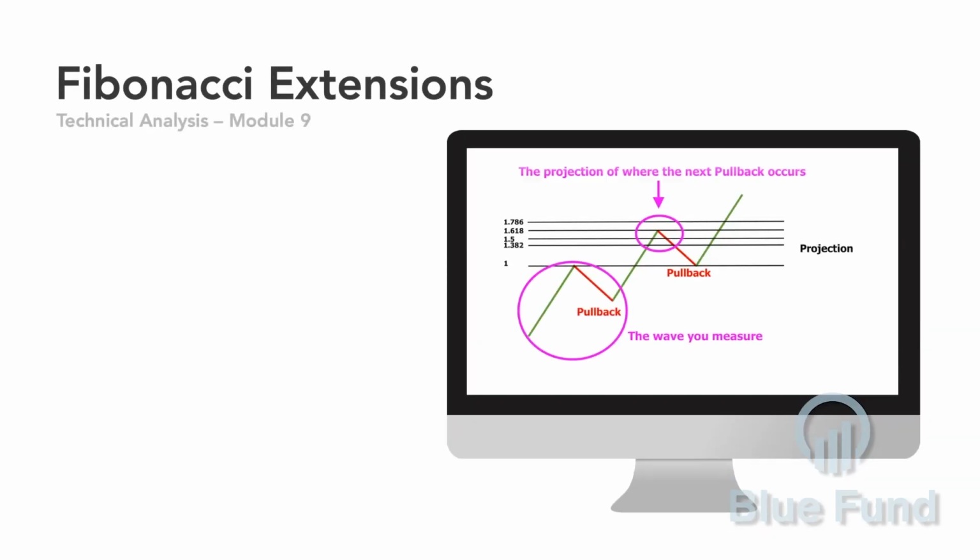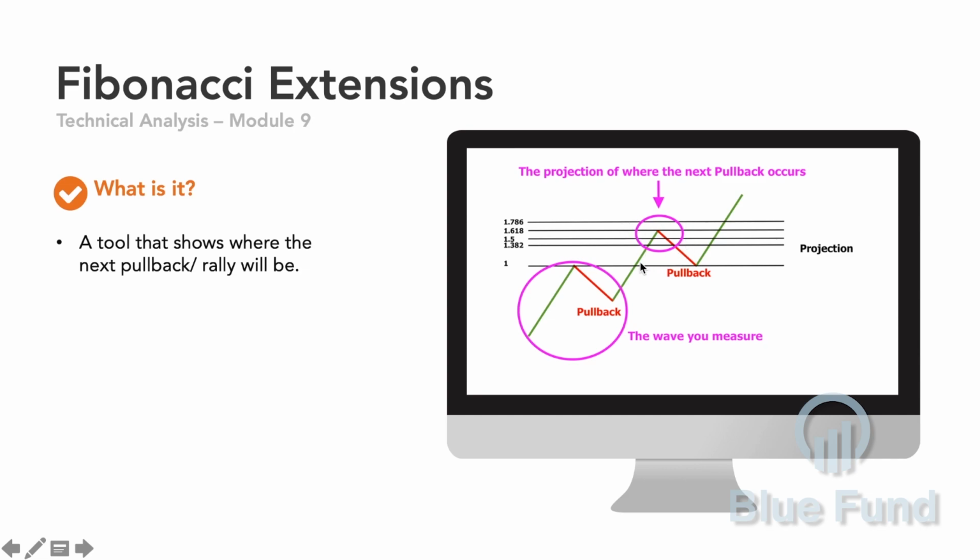Fibonacci retracements can also be used for projections. This tool is called the Fibonacci Extension tool or Fibonacci projection tool. What does this tool do? For example, in an uptrend, this tool projects the Fibonacci levels above the pullback where you bought in, and projects where the price will probably go and where the next pullback will be.